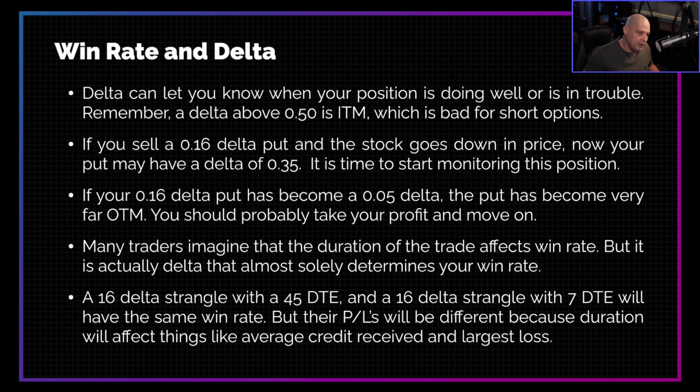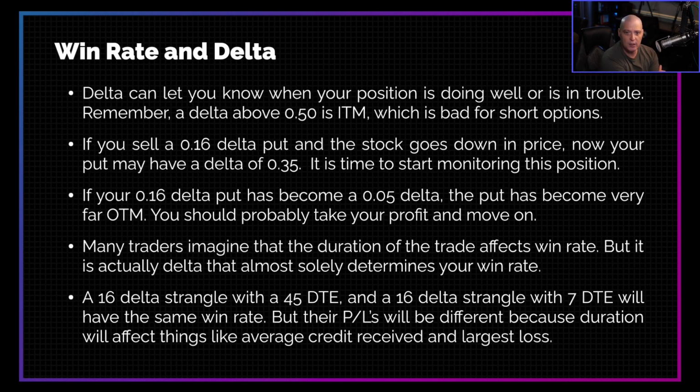The last 2 bullet points here that I want to focus on talk about delta versus duration. Now, delta is delta regardless of duration, because many traders falsely think that the duration of a trade affects their win rate. Like a shorter dated trade has a different win rate than a longer dated trade. So for example, if I'm selling a 16 delta strangle with 45 DTE and I sell a 16 delta strangle with only 7 DTE, they might have different win rates. No, it's the exact same win rates because it's the 16 delta strangle, regardless of whether you sold it 45 days ago or 7 days ago. They're both going to have the same win percentages.